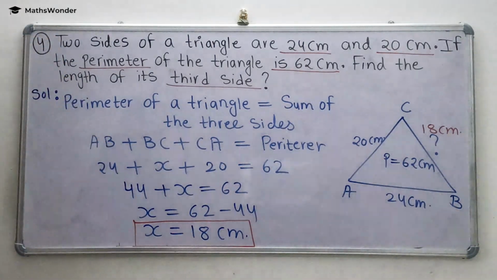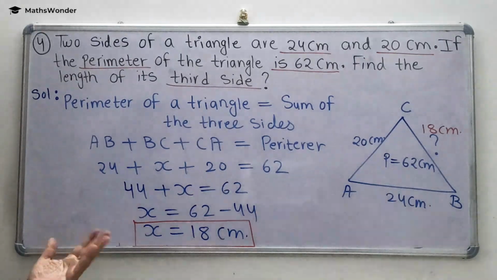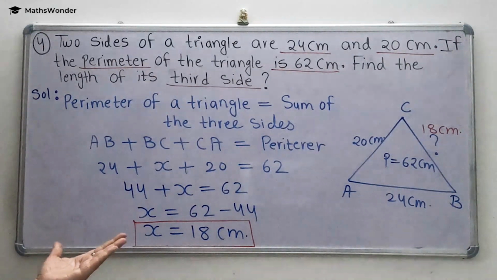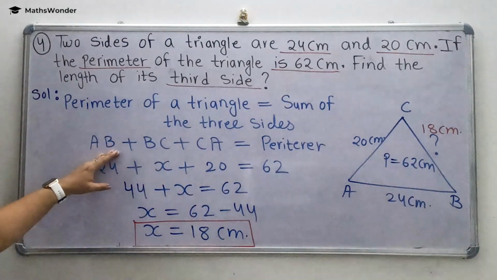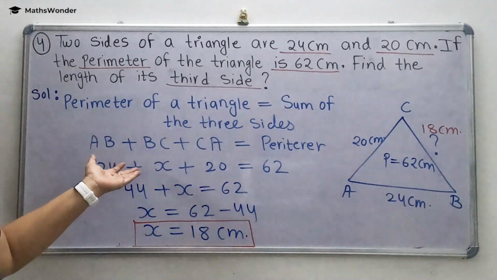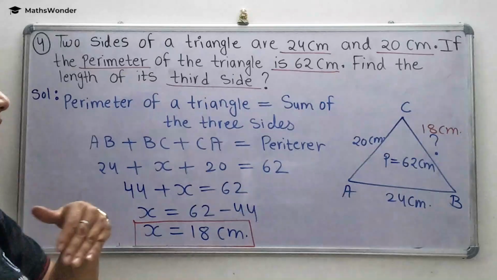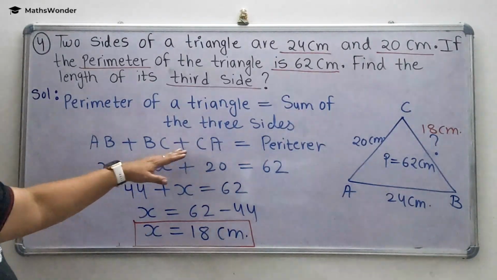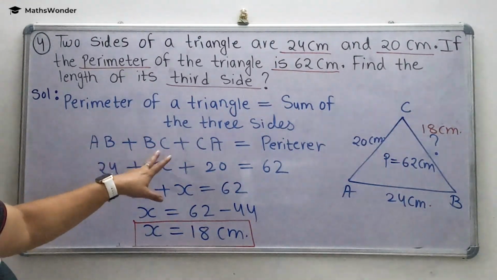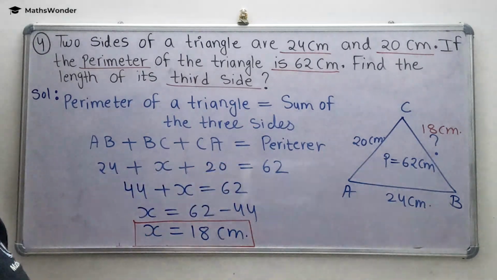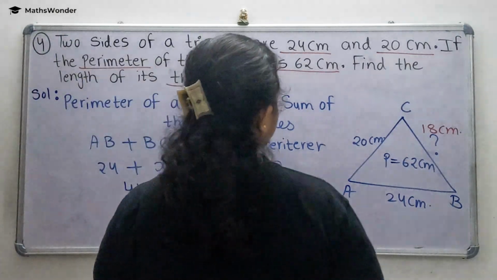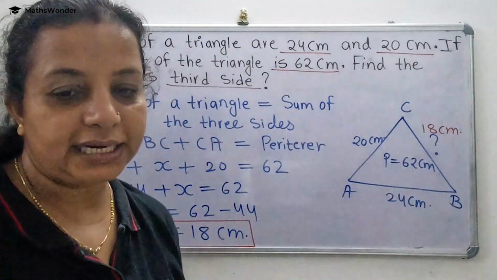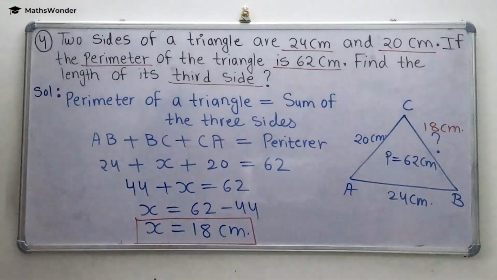Now the fourth question: two sides are given and you have to find the third side. Perimeter is also given, that is easy to find. So add all the sides, whatever sides are given. Suppose we have a pentagon, so you will add 5 sides. Here I have given 3 sides, so add the 2 sides, then subtract from the perimeter. So you will get this one, the third side. Okay, understood?